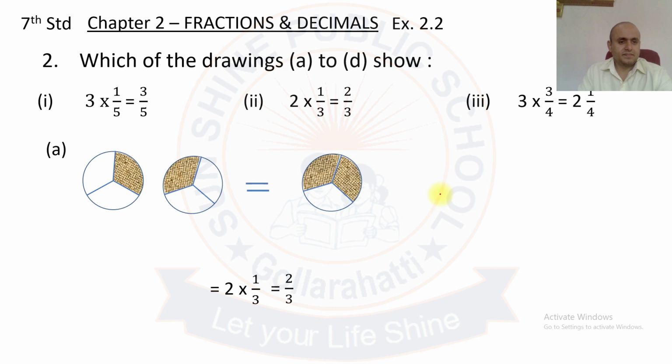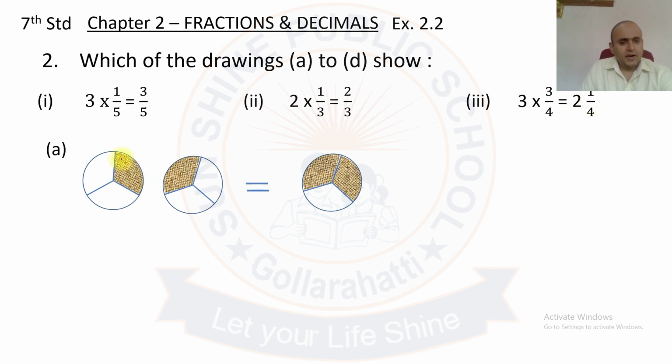Second question: which of the drawings A to D shows the following? Here they have given the first number, 3 into 1 by 5 is equal to 3 by 5. Second is 2 into 1 by 3 is equal to 2 by 3. Third, 3 into 3 by 4 is equal to 2 1 by 4.